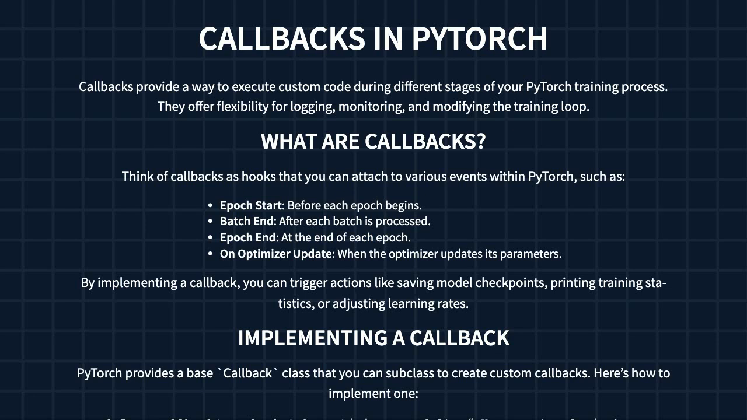To implement a callback, you create a function that takes information like the current epoch number, the batch being processed, the optimizer, and the model itself. You then register this function with your training loop using methods provided by PyTorch's optimizers or by adding it directly to your training loop implementation.